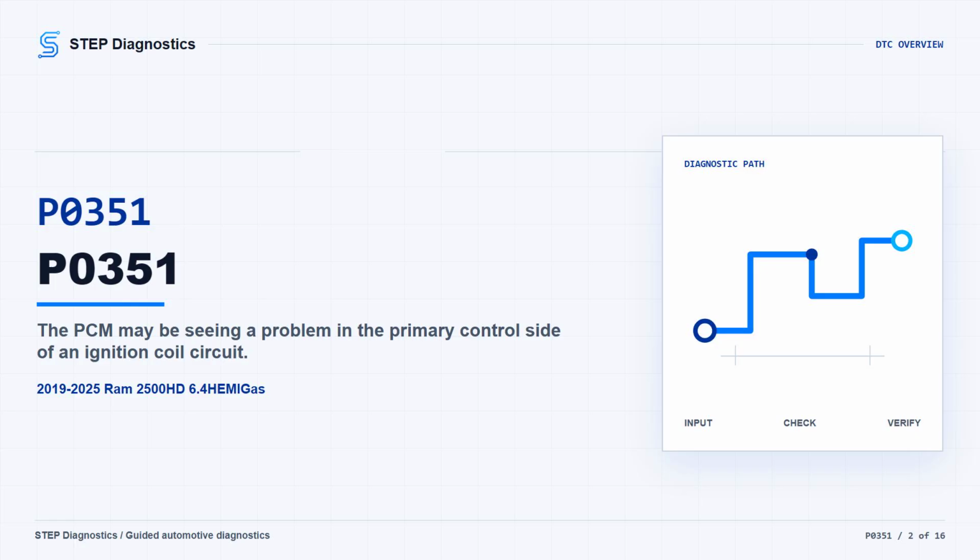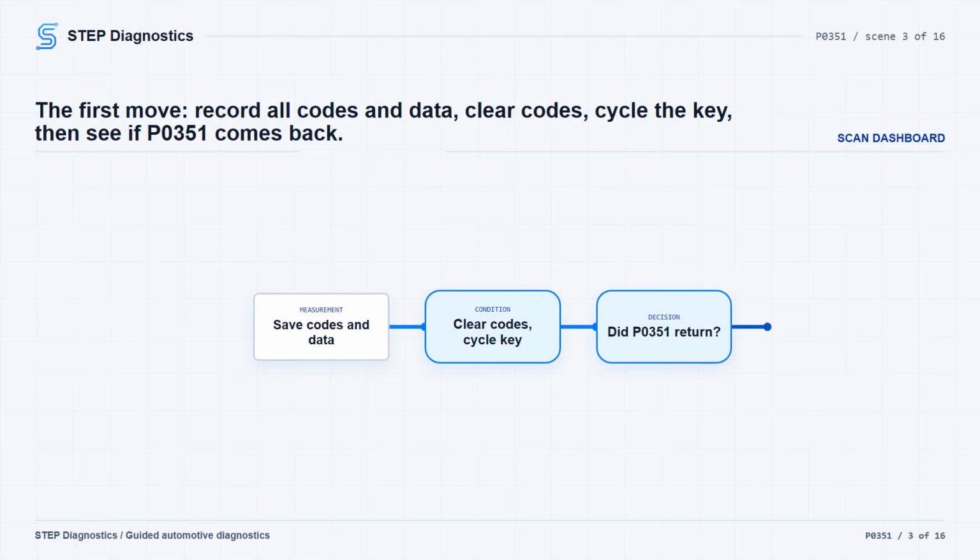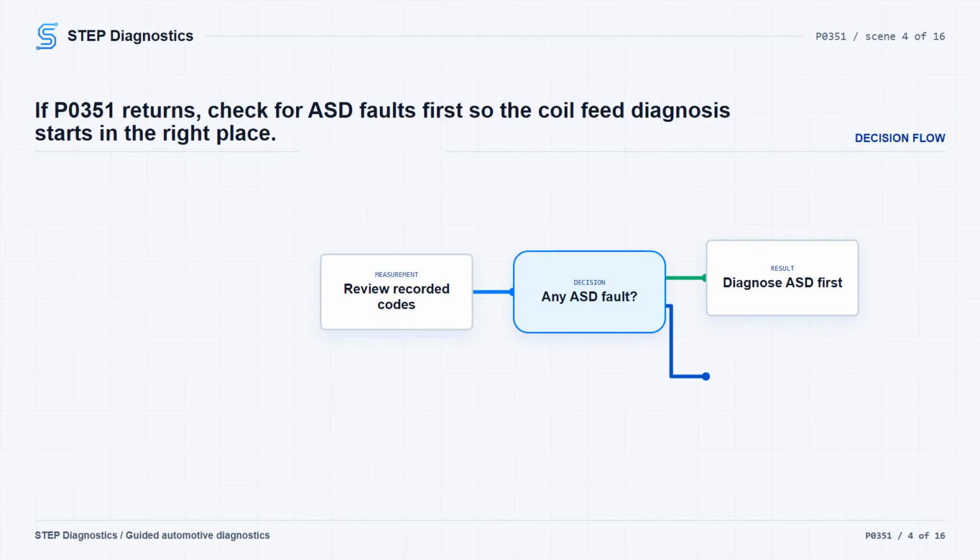Before going into the pinpoint checks, start with the basic pre-diagnostic checks. Start by reading codes in all ECUs and recording the related data. Save the scan report and the recorded information so you know the exact conditions the fault showed up under. Clear all codes, turn the ignition off for a minimum of 10 seconds, then turn the ignition back on. Reproduce the operating conditions using the recorded data, then read the codes again. If P0351 does not return, treat it as an intermittent condition. If it does return, keep going.